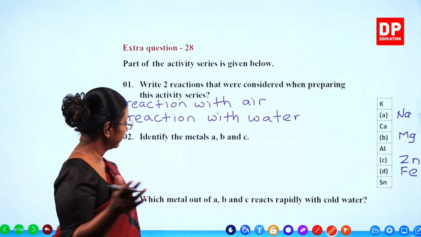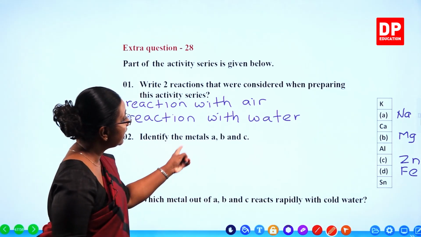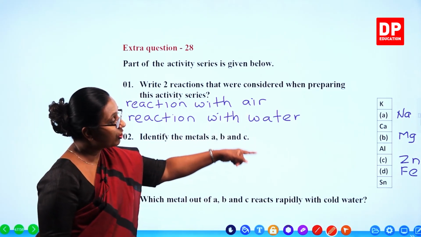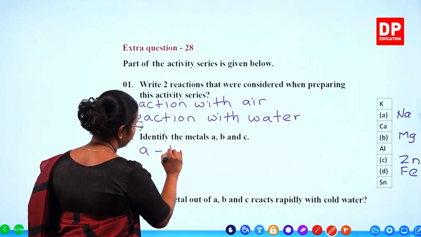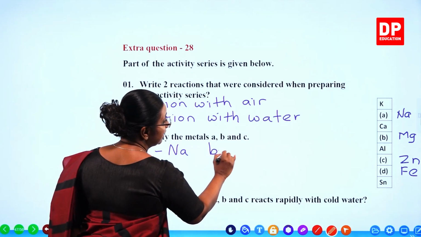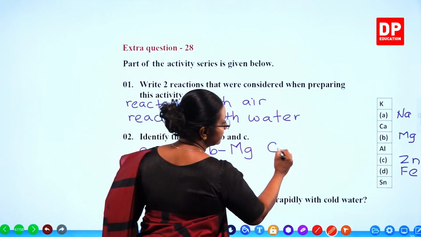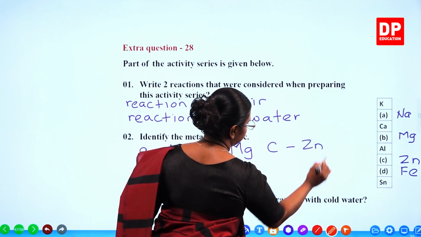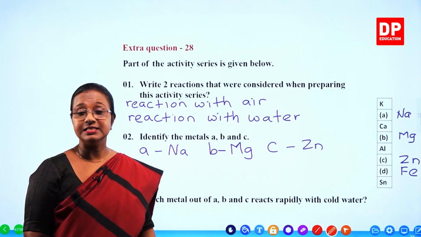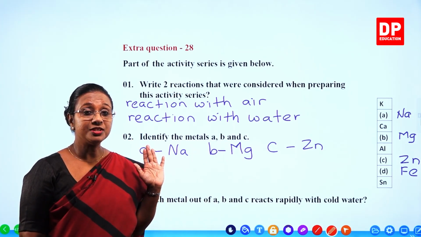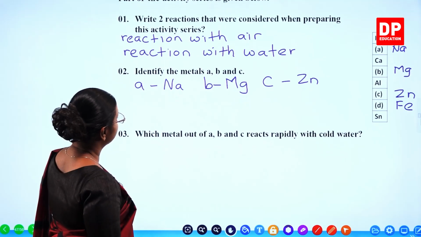Those are also correct. Then the second one, identify the metals A, B and C. So we have already identified them. What is A? A is sodium. What is B? B I have identified, it is magnesium, and C is zinc. Sodium, B magnesium and C zinc. Is that okay, students? Right. So then the third part of the question.